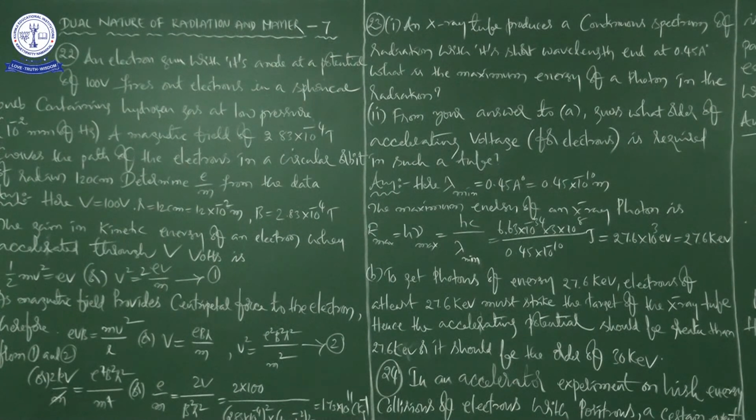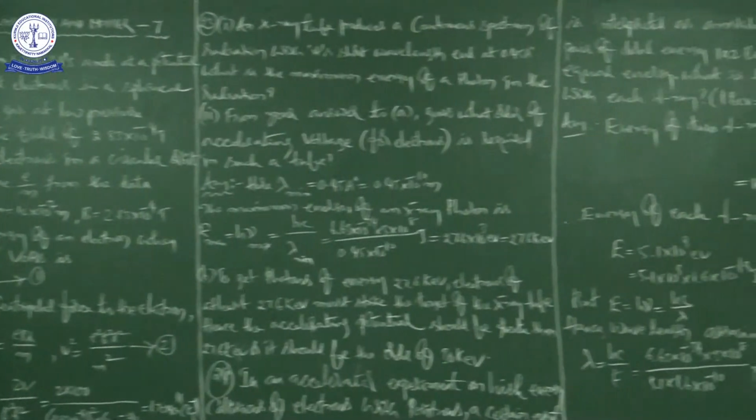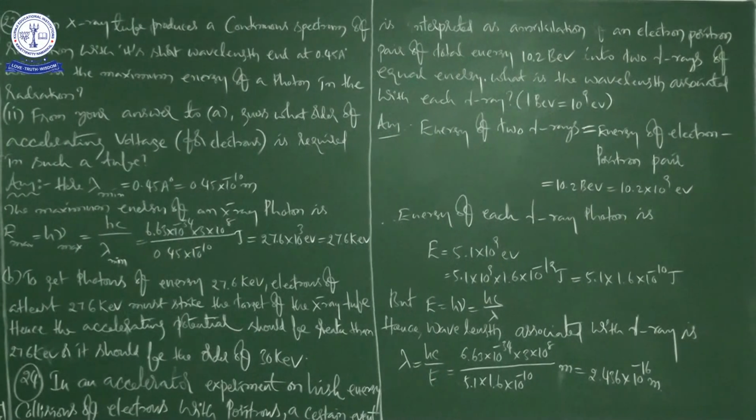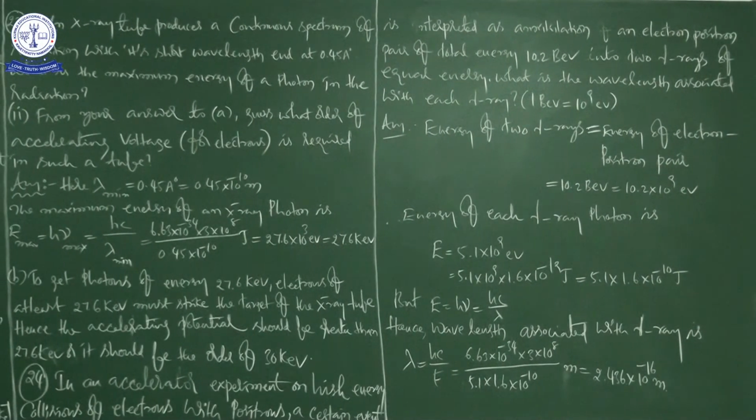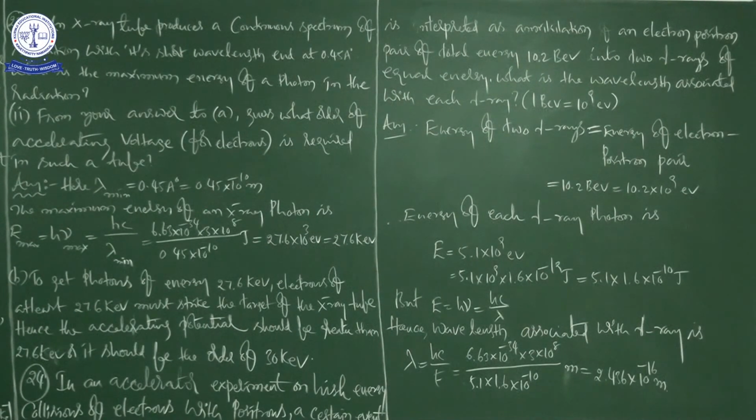Next, in the 23rd problem, he is asking to find the maximum energy of a photon in the radiation. We calculated using the given lambda minimum, with the formula E maximum is equal to h nu maximum is equal to hc by lambda minimum, and we got the energy as 27.6 kilo electron volt. Based on that you can answer for B or 2, whatever it may be.